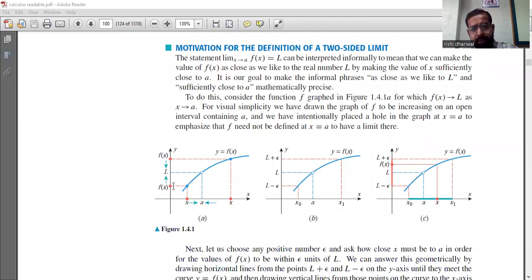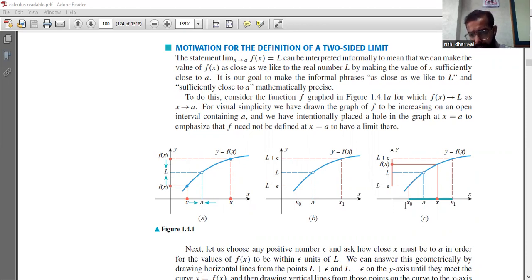If f(x) is in the epsilon neighborhood of L, meaning L minus epsilon to L plus epsilon, and x is in the delta neighborhood of A, meaning x0 to x1 is the delta neighborhood of A, then for x approaching A, the graph shows that x is approaching A from the left and from the right, and f(x) is approaching L from downward to upward.